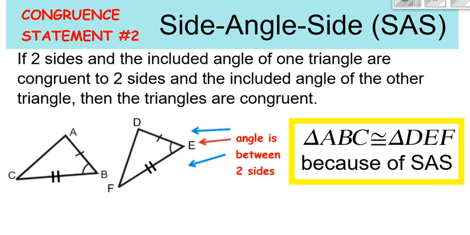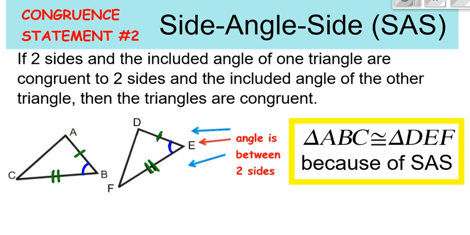So just like that, I'm looking at my markings. I've got a side here that's congruent to a side here. I have another side here that has a corresponding congruent side over here. And then I have an included angle, the angle created by those 2 sides.